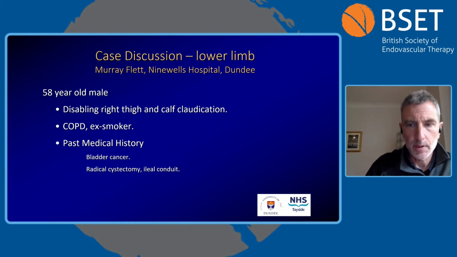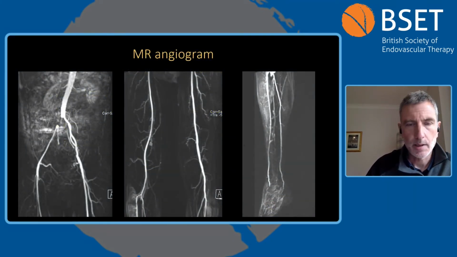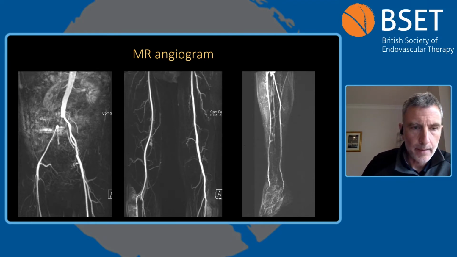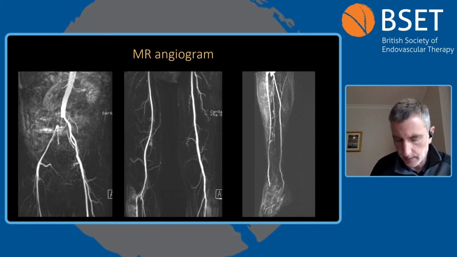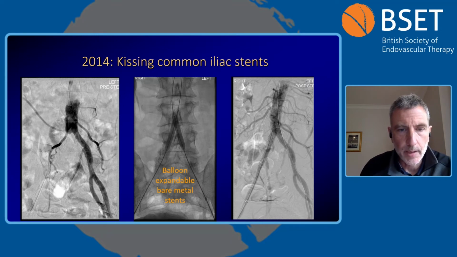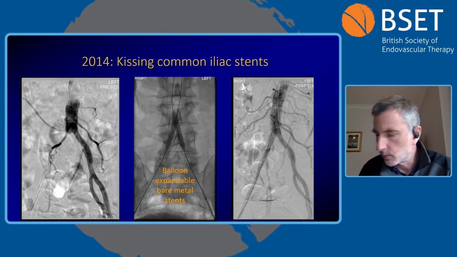So at that time he had an MR angiogram, which you can see here, hopefully, showing a right common iliac occlusion, reconstitution just proximal to the iliac bifurcation, and pretty good runoff distal to that. So this chap was treated with kissing balloon expandable bare metal stents at the aortic bifurcation. Was thought to have had a good technical result from that.